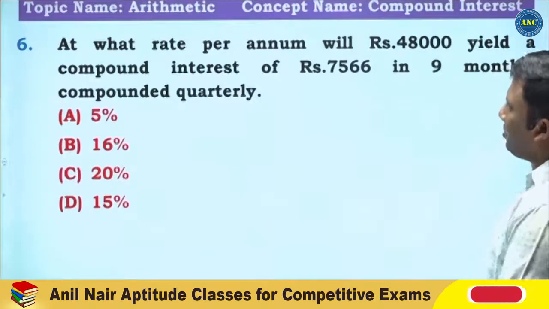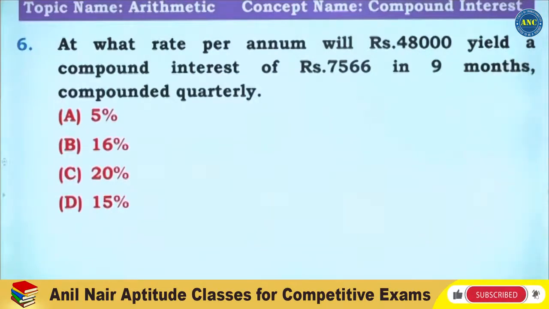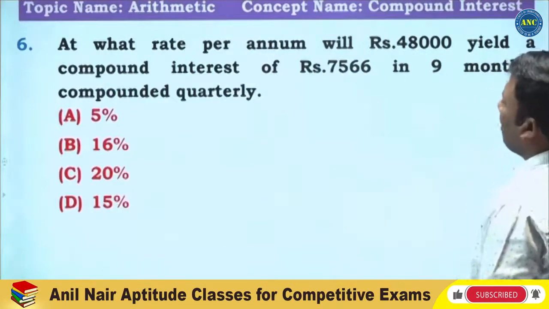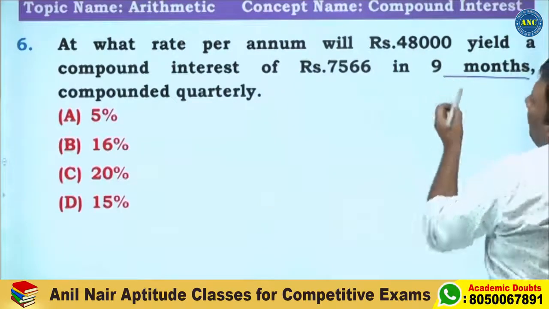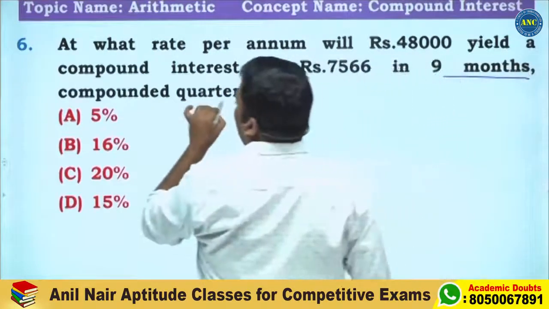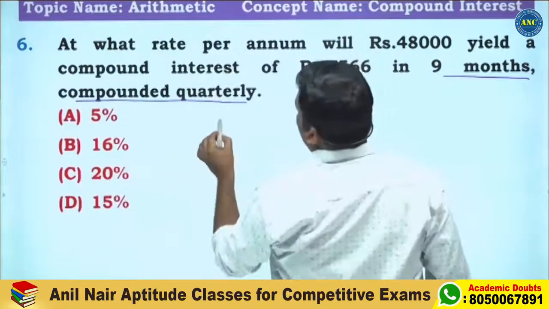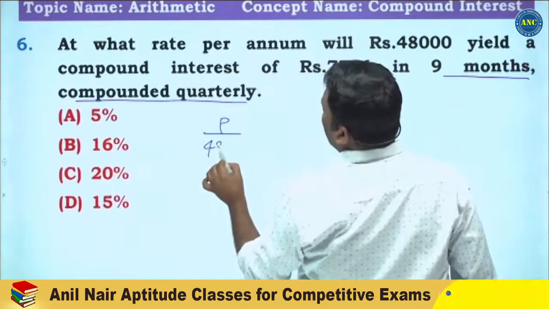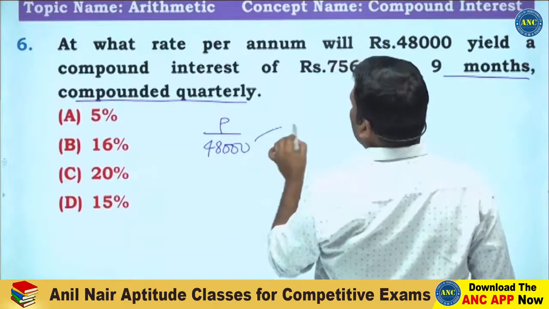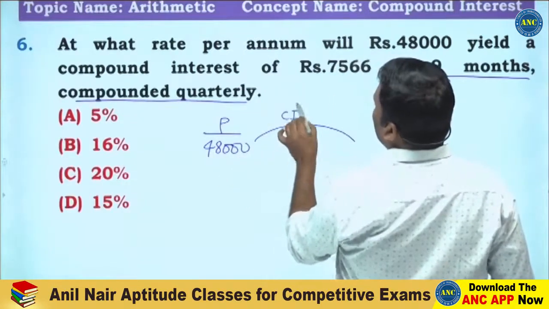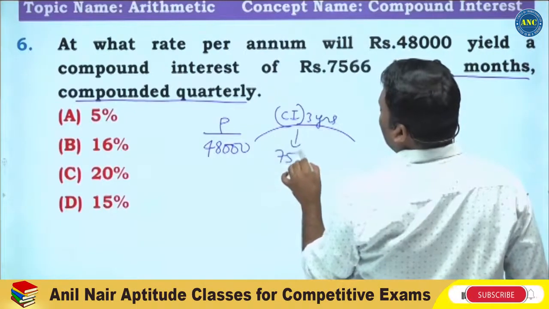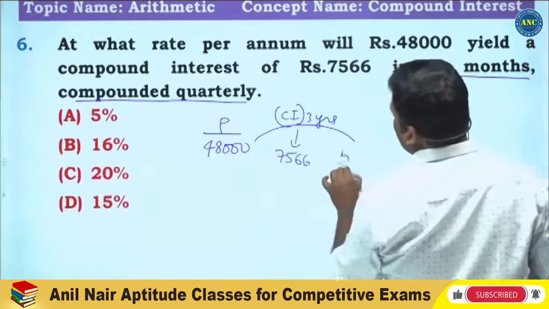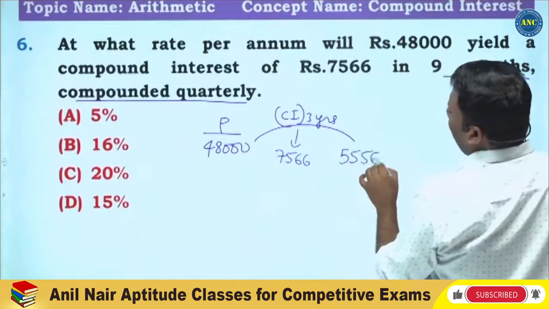The question is: at what rate per annum will 48,000 yield a compound interest of 7566 in 9 months, compounded quarterly? Principal is 48,000. The CI is given as 7566, so the amount becomes 55,566.